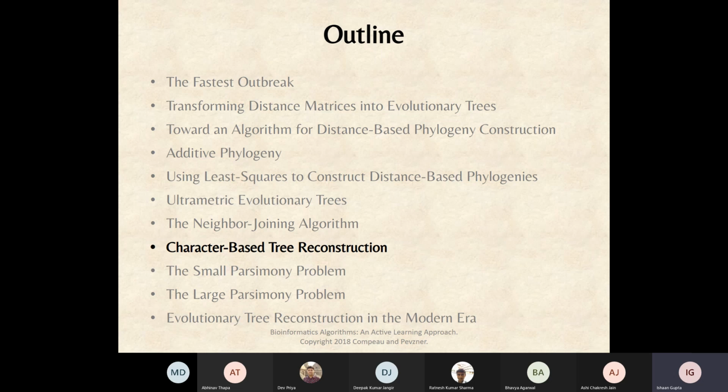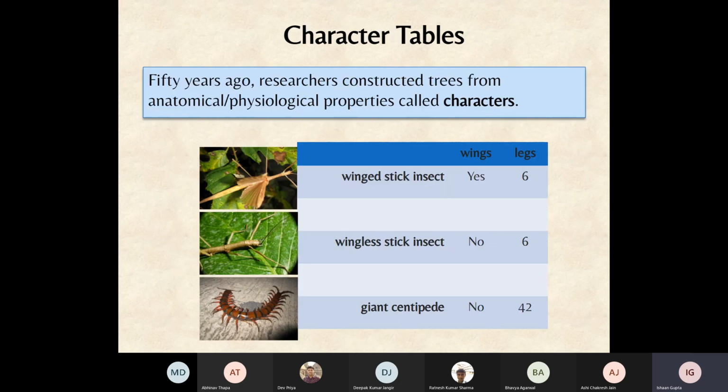So in order to solve this problem, you come up with what's called character-based tree reconstruction. And this is one of the oldest ways in which evolutionary biologists have been constructing phylogenies, by looking at characters.